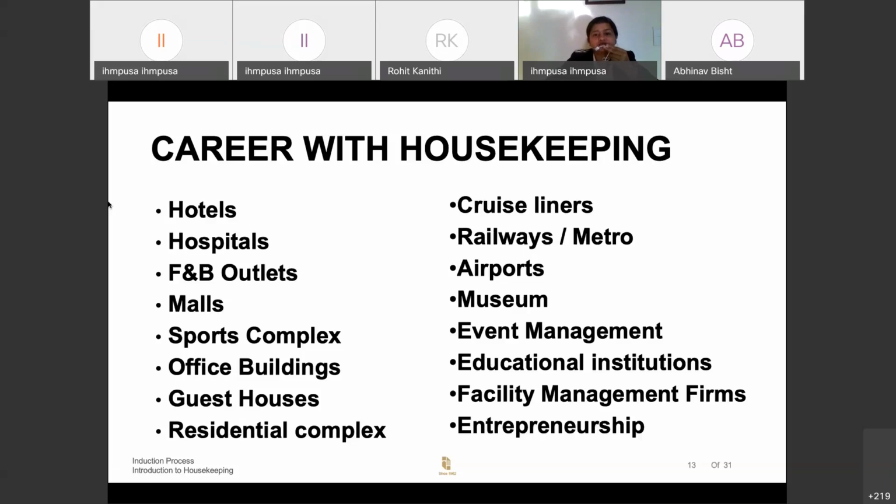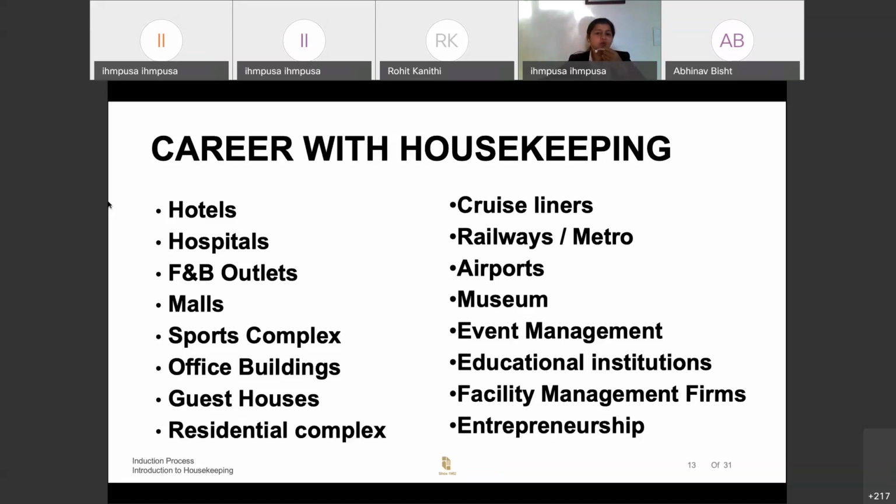Now, you can think of any company, any organization, and you will find that every organization has a housekeeping department. The housekeeping department is the core department in any institution. Cleanliness, hygiene, maintenance, safety, all this is required by any and every organization. This is why the housekeeping department is there in every organization, and you find placements in all the organizations you come across.